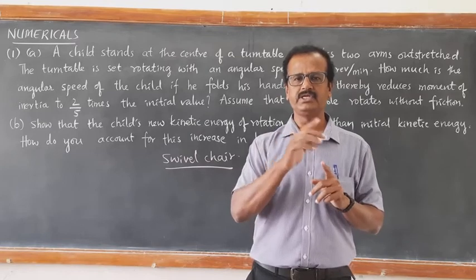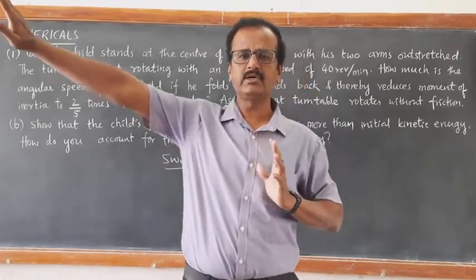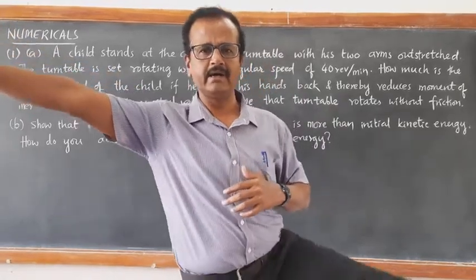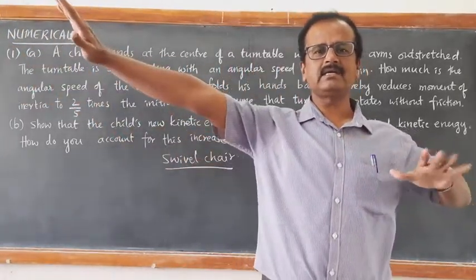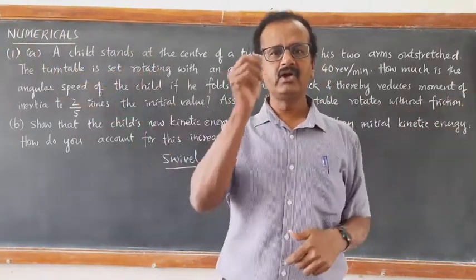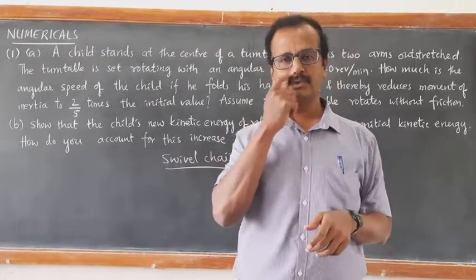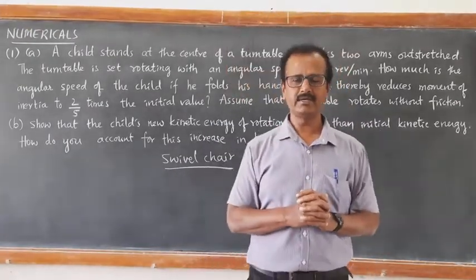If he or she wants to reduce the speed, then slowly he or she will stretch the hands and leg. When hands and legs are stretched apart, then moment of inertia increases, and angular speed of rotation decreases. This is in accordance with conservation of angular momentum.